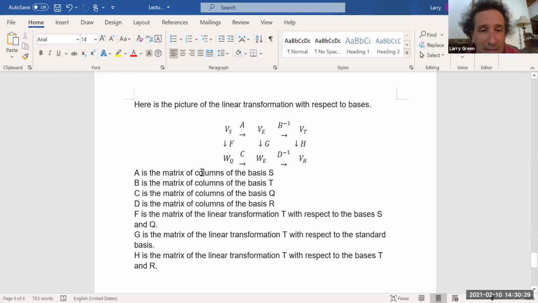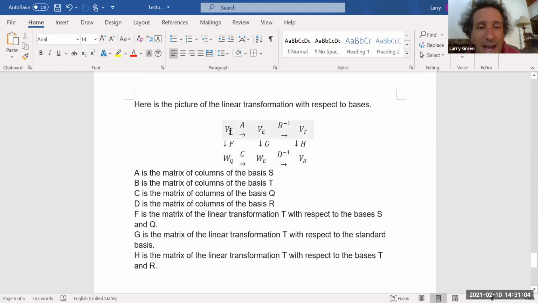So A is a matrix of columns of the basis S. We found out that if you're going from a basis S to the elementary basis, you just write down the columns. Do you remember that? And similarly, B is a matrix of columns of the basis T. So B inverse will take from E to T. C is going to be the matrix of columns of the basis Q. D is going to be the matrix of columns of the basis R. And notice it's a D inverse to go from elementary to R.